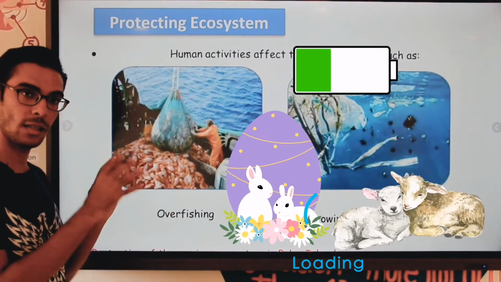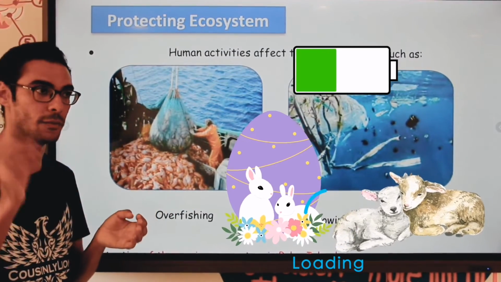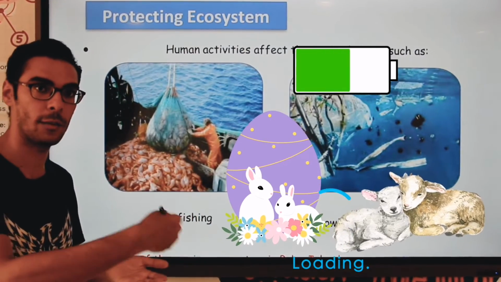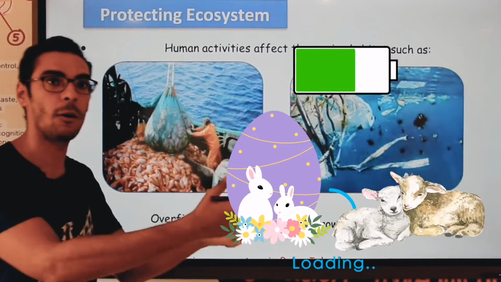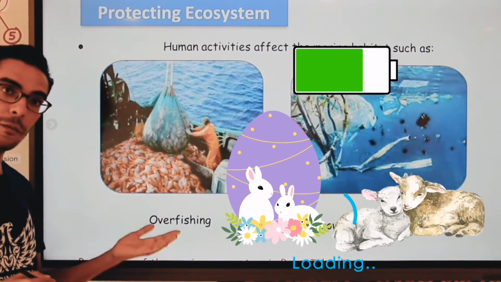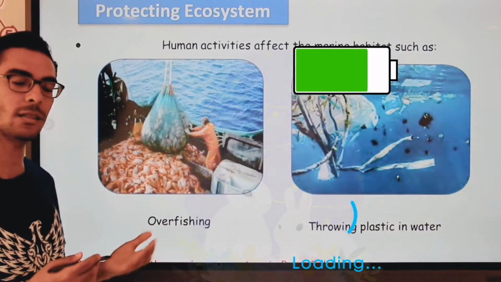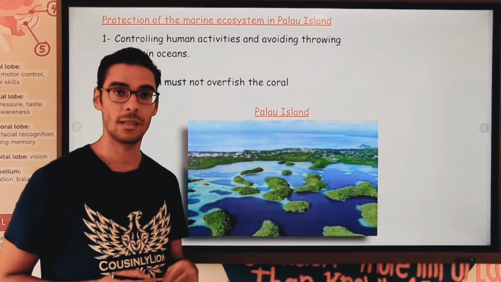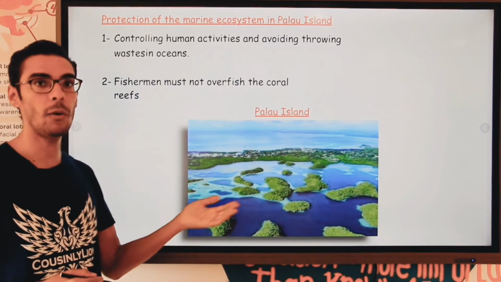If we hunt some of the fish or some of the animals from any ecosystem, they take time until they reproduce and bring more babies to grow up and compensate the missing animals. But overfishing is really harmful because it doesn't give the ecosystem time to compensate the missing members. One of the really important examples in our curriculum is going to be Palau Island.